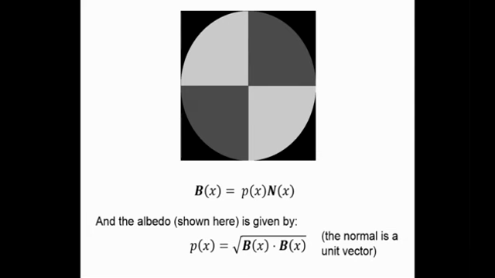Once we solve for B, then we can get rho just by saying that rho is the length of B. Since B is rho times n, and n, a surface normal, is a unit vector, meaning that its length is 1, or n dot n equals 1, once we have B, we can get rho by just taking the length of B.